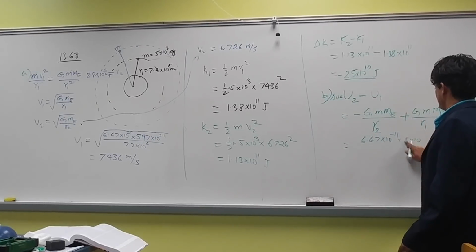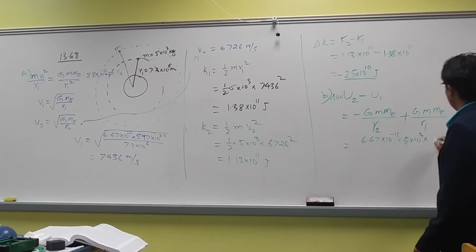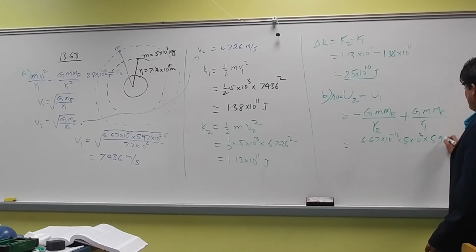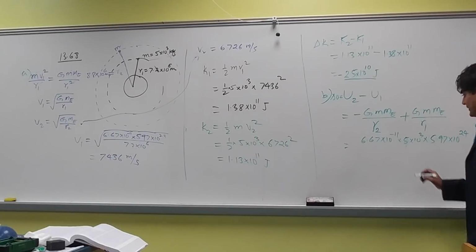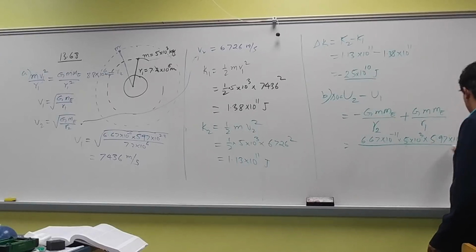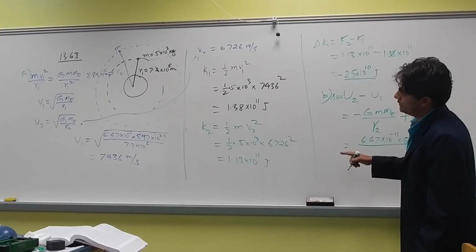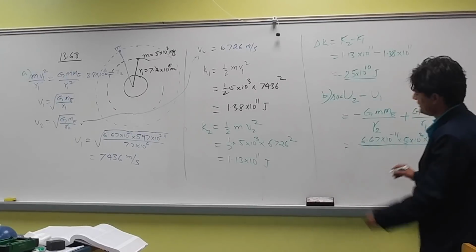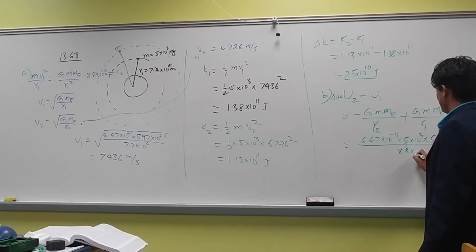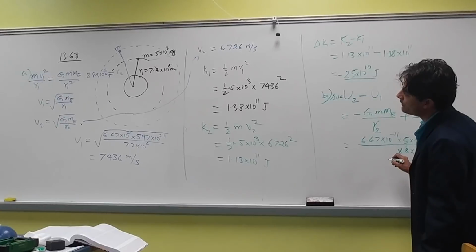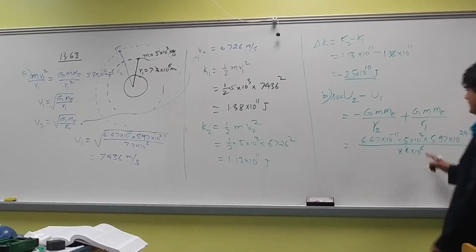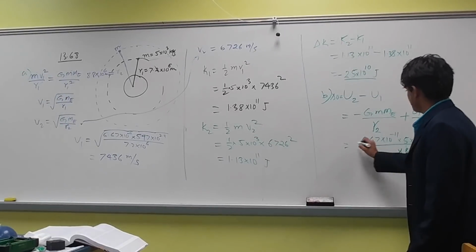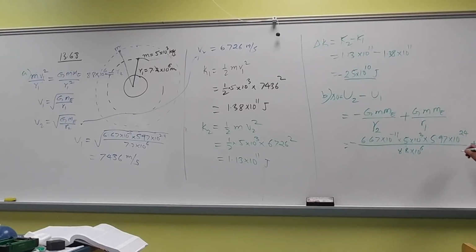5 times 10 to the, oops, 5 times 10 third times M_E, which is what? 5.97 times 10 to the 24, right? And then divided by, what is it? R2. What is R2? R2, 8.8 times 10 to the 6. So, this is minus, and then plus.